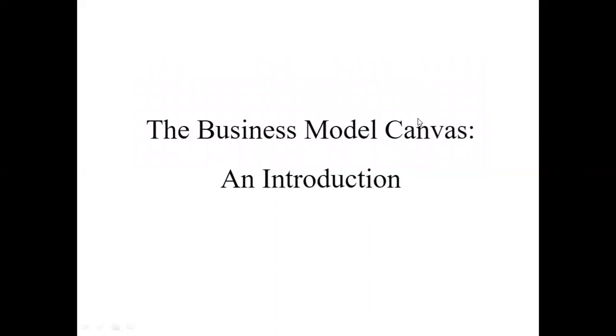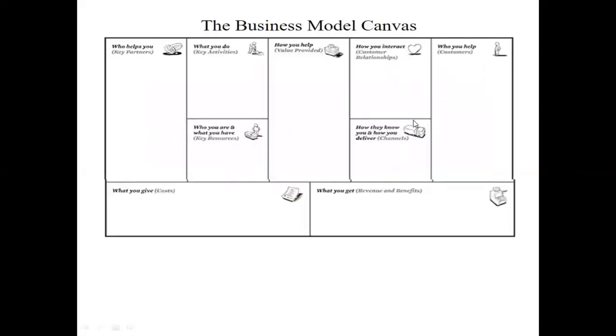Now I am going to explain the business model canvas and introduction. In the introduction, we have several parts. First is who helps you, that is the key partners; what you do, key activities; and who you are and what you have. Another one is how you help, that is customers; how they know you and how you deliver, that is channels; what you give, that is the costs; and what you get, revenue and benefits.